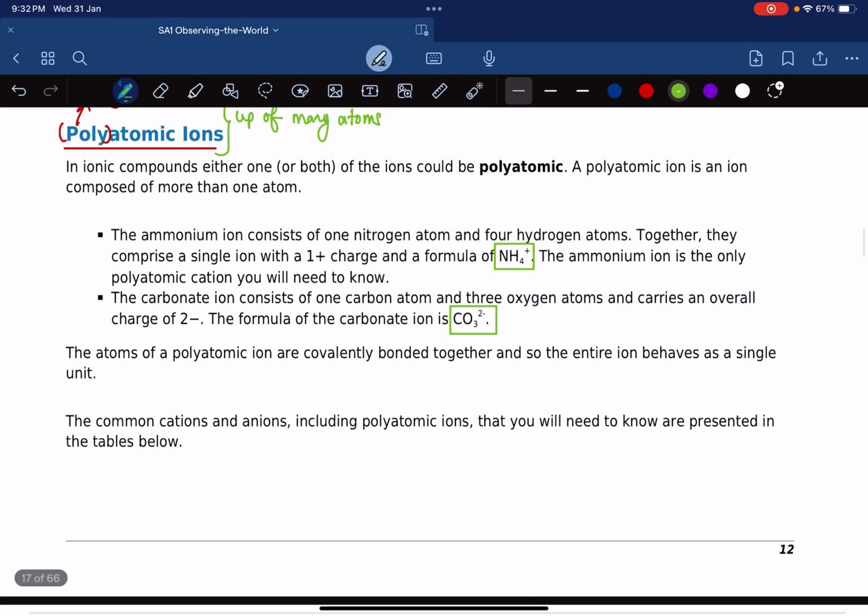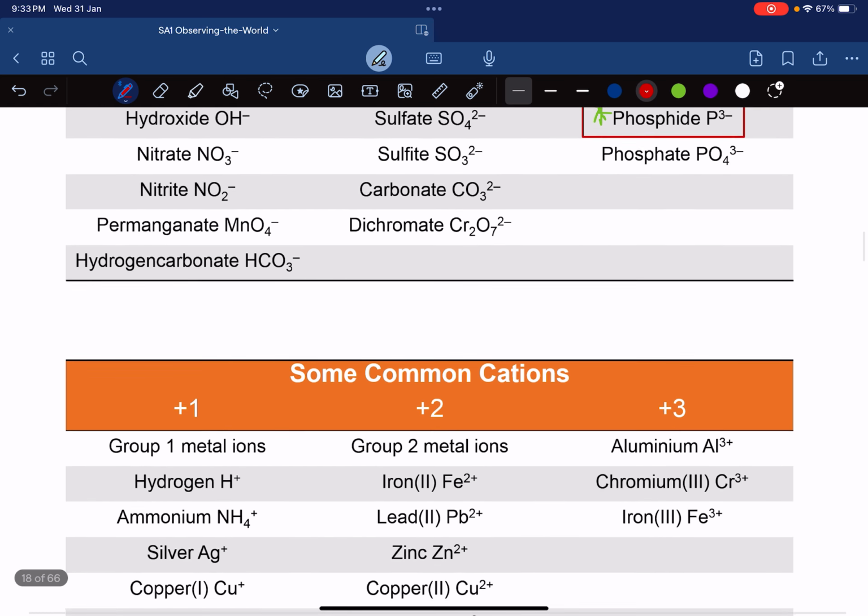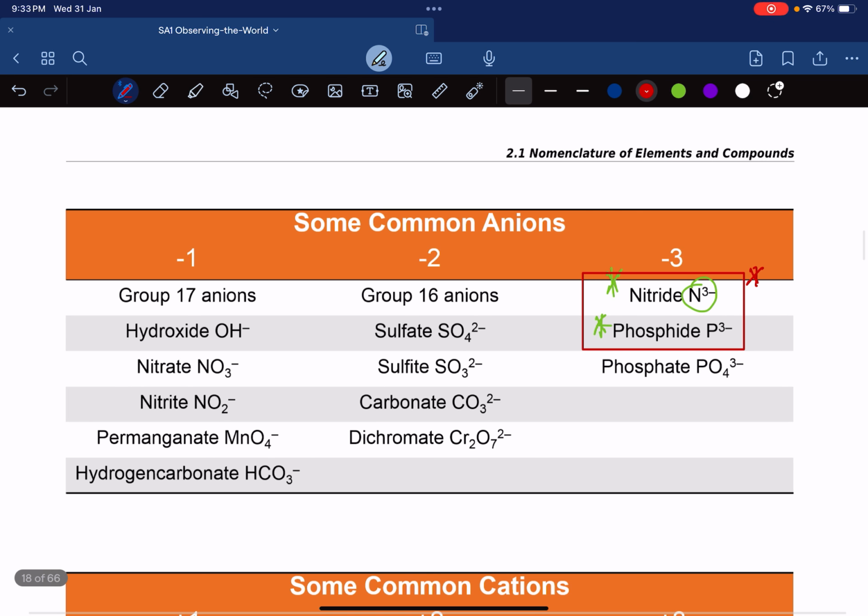So the definition is here. A polyatomic ion is an ion composed of more than one atom. More than one atom. So by that definition, these two do not fit the criteria. It must be made up of more than one atom, so this is not polyatomic. Do you need to memorize this? If you can memorize it, it's good. It will be helpful for you.